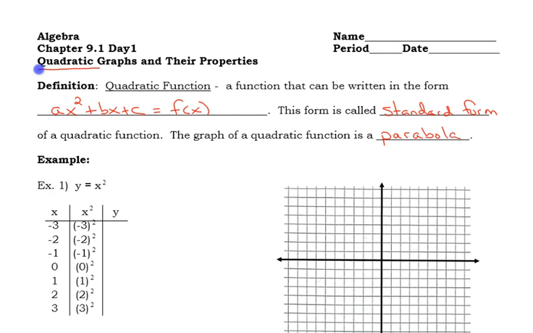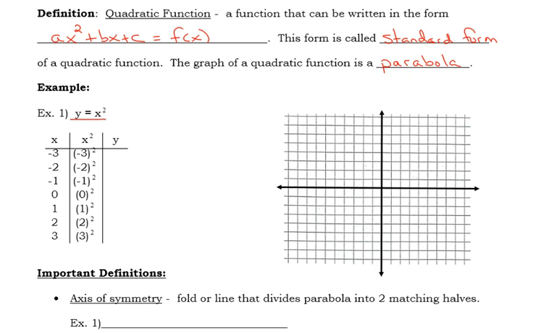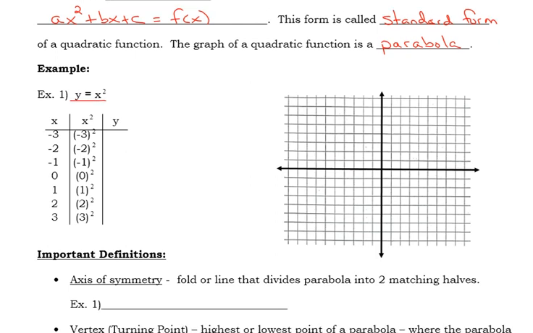Now, you should be very, very comfortable at this point graphing the basic quadratic function y equals x squared. So what I've done was I set up the table for you already. Negative 3 squared is 9, negative 2 squared is 4, negative 1 squared is 1, 0 squared is 0, 1 squared is 1, 2 squared is 4, and 3 squared is 9. So we're going to go ahead and graph the quadratic function: negative 3, 9, negative 2, 4, negative 1, 1, 0, 0, 1, 1, 2, 4, and 3, 9.